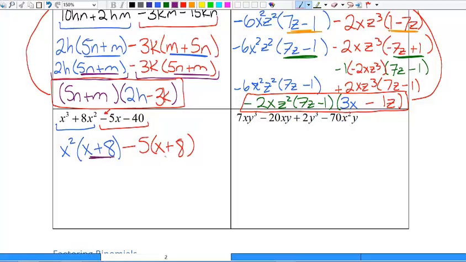Are the two parentheses the same? Well, they sure are. So I'm going to factor out the x plus 8. And what do I have left? Well, I have x squared minus 5.